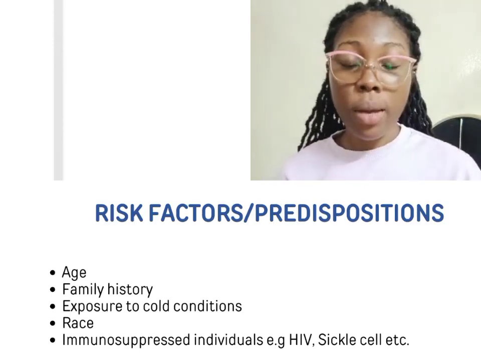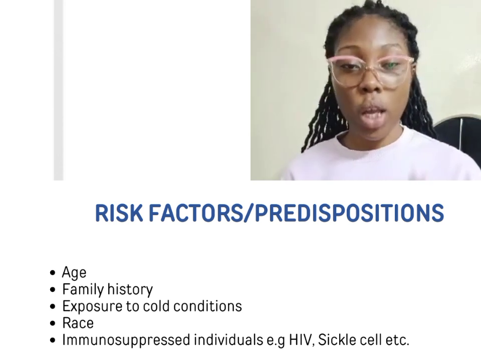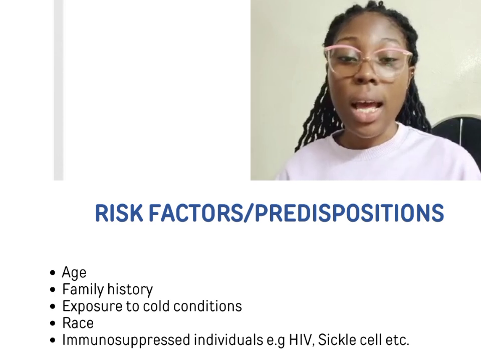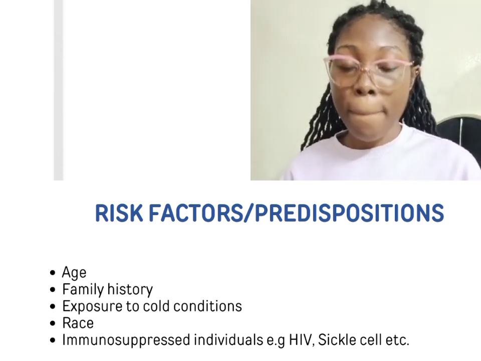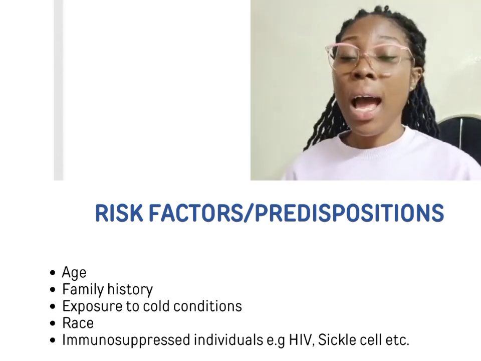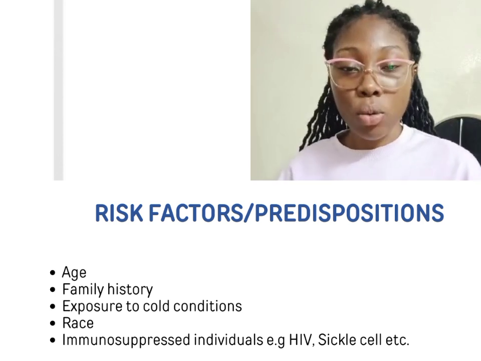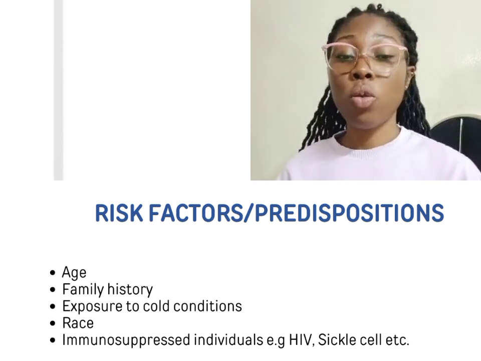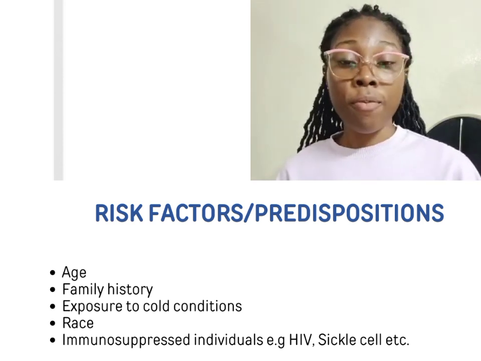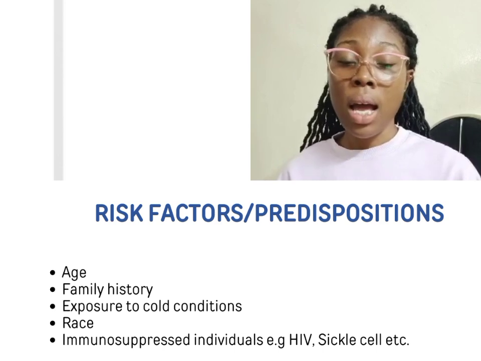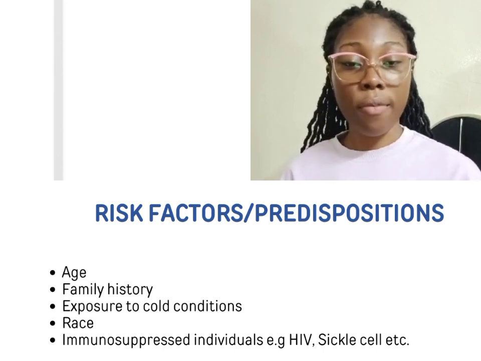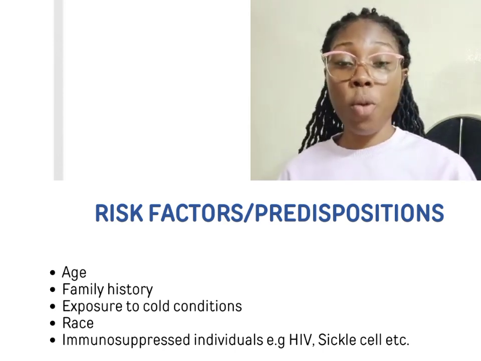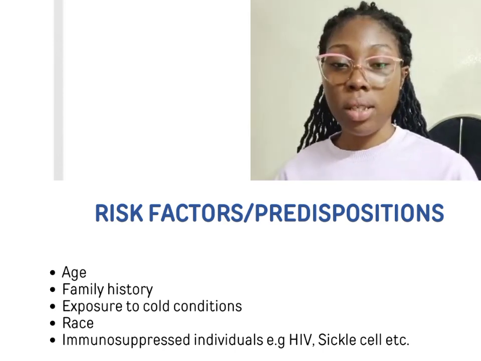For the risk factors of pneumonia, we have age as the primary risk factor. Mind you, this disease is more prevalent in younger pediatric children than older children, and it is more prevalent in children than in adults. So age is a risk factor for this condition. Other risk factors include family history of this condition. If the child has a family member that has this condition, this child might tend to have the condition. We also have race as a risk factor, as this condition is more prevalent in blacks than in other races.